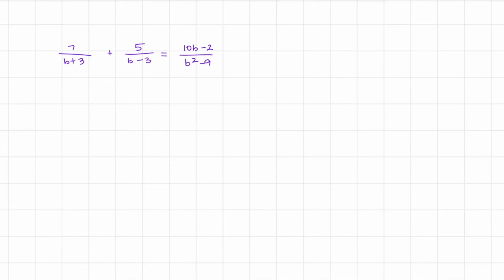So first, let's find any values that make the denominator 0. b plus 3 is not equal to 0, so b is not equal to negative 3. b minus 3 is not equal to 0, so b is not equal to 3. b squared minus 9 is not equal to 0, so b squared is not equal to 9, so b is not equal to plus or minus 3. And let's note that b squared minus 9 is b plus 3 times b minus 3.